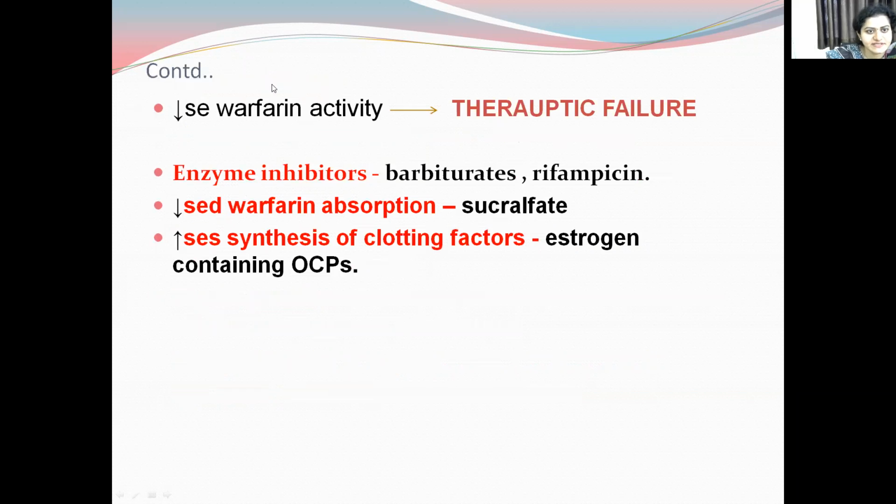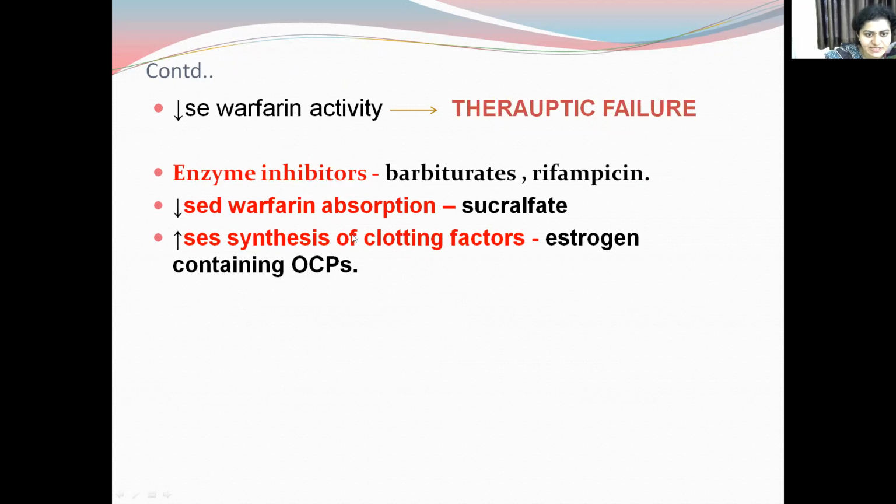Then the drugs that decrease the warfarin activity cause therapeutic failure of warfarin. So what are the drugs? Sorry, mistakenly I have written enzyme inhibitors. It is enzyme inducers, which include barbiturates and rifampicin. Please correct it. It is not enzyme inhibitors, this is enzyme inducers. Enzyme inducers increase the warfarin metabolism, so there will be a decreased warfarin level in the blood and it decreases the warfarin activity. So it's not enzyme inhibitors, it is enzyme inducers, that is barbiturates and rifampicin.